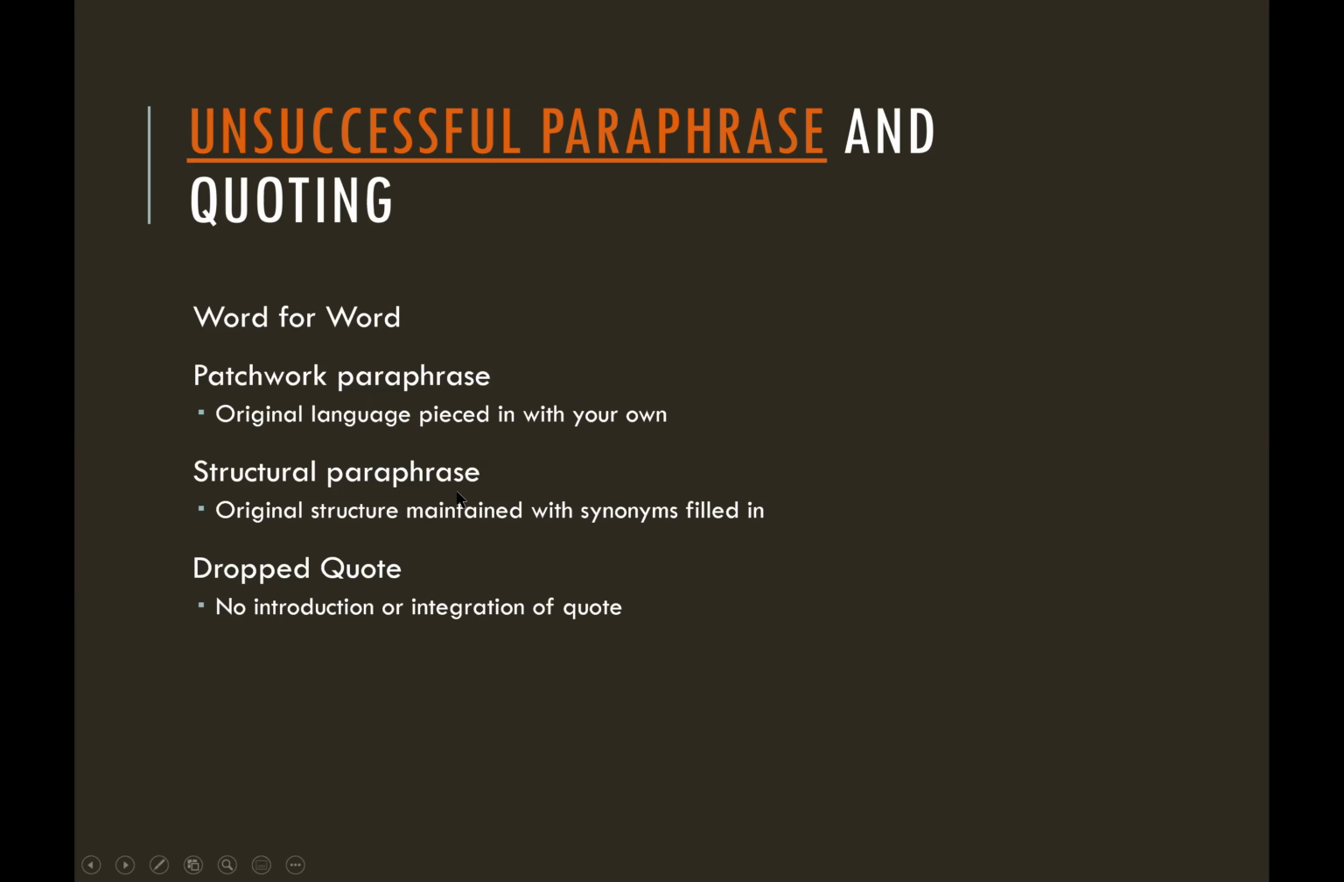There's also structural paraphrase. That's where you take the author's ideas in the order that the author has written them. Like, let's say you're taking 3 sentences and paraphrasing those, and you're using basically the same structure without acknowledging the source. And then dropped quotes. This is where you have no introduction or integration of the quote. You simply start the sentence with a quotation mark and end. So we'll look at a couple of examples just so that you know what not to do, and then we'll talk about successful ways of integrating.